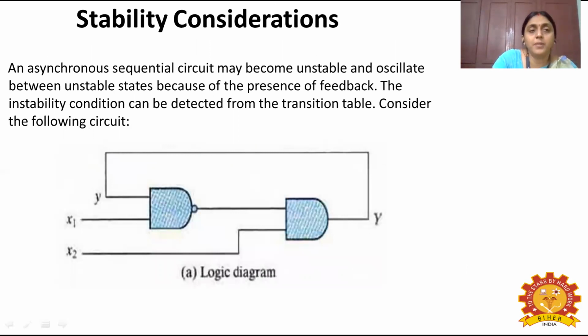And here are the stability considerations. An asynchronous sequential circuit may become unstable and oscillate between unstable states because of the presence of feedback. The instability condition can be detected from the transition table. The following logic diagram explains the presence of the feedback, where we can find the unstable state.